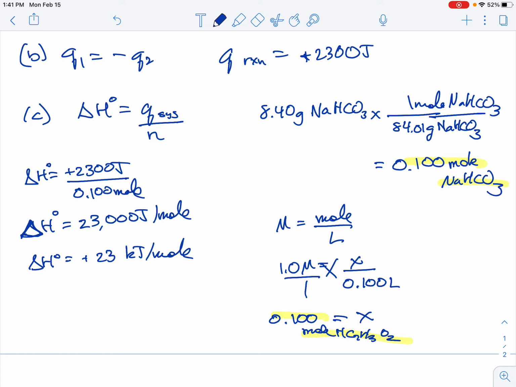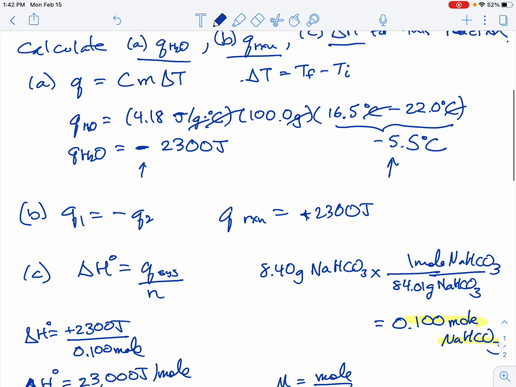Notice that the fact that delta H is positive means this reaction is endothermic. And we remember from earlier in the semester that endothermic reactions absorb heat into them, and therefore they cool the surroundings, which fits with our observation over here that we had a negative delta T. Okay, so those things all sync up, and that is one way to double check yourself at the end.